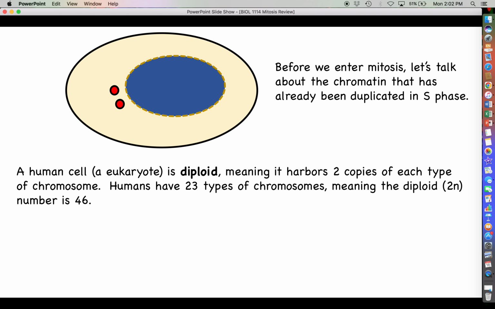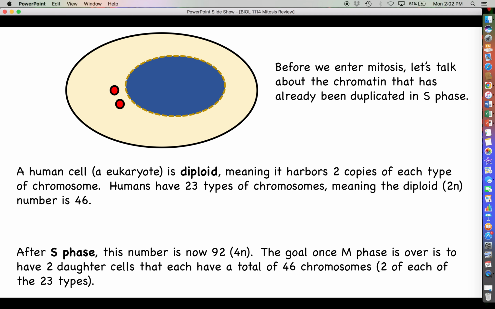But our diploid number is 46. So here is part of the problem that I have noticed with how mitosis gets taught to students. You always kind of dance around the issue of how many chromosomes you have after S phase. So if a normal human cell is diploid and is supposed to have 46 chromosomes, that means after S phase has occurred, that cell is going to have 92 chromosomes.